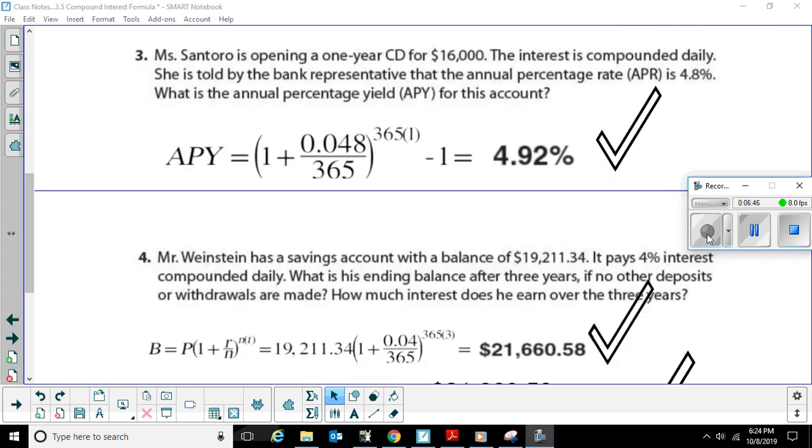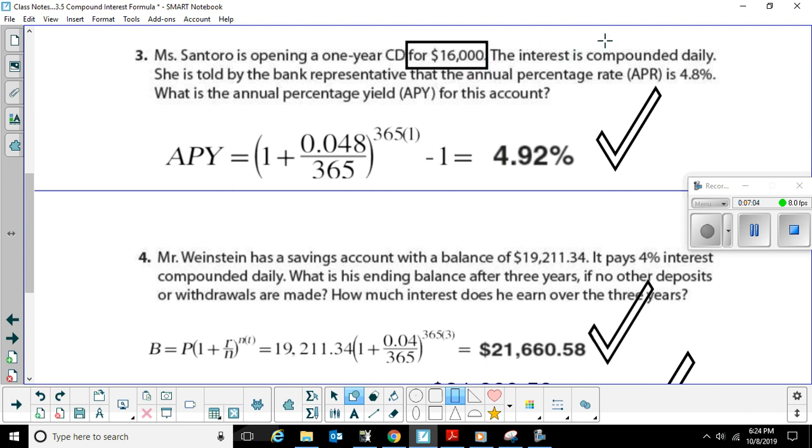All right, let's consider Miss Santaro's example. She is opening a CD, and it looks like she is depositing $16,000. She expects to get compounded daily interest. She is told about a 4.8% interest rate, and we need to figure out what her APY is.